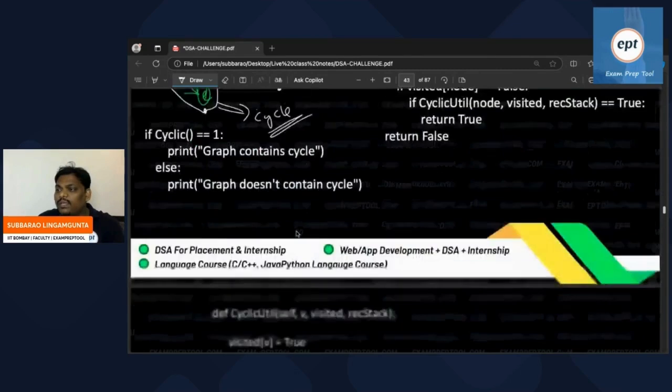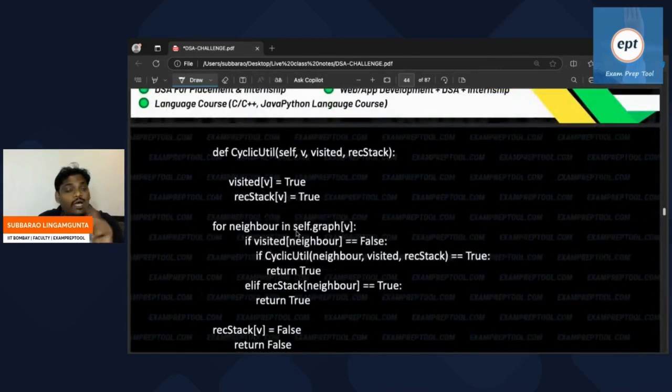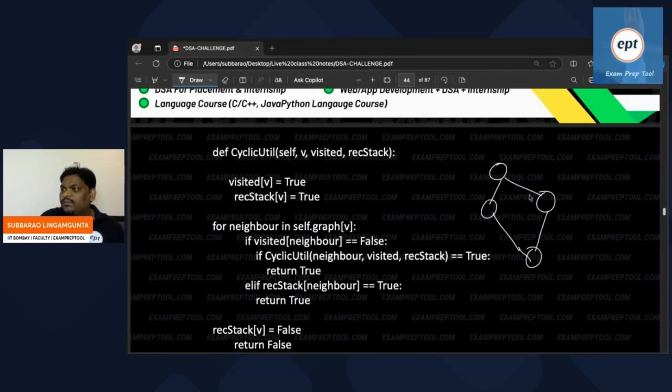I will give one more example. Already widgeted, but unfortunately it is not there in the stack. Then it is not a cycle. You can see this example, you will get the clarity.